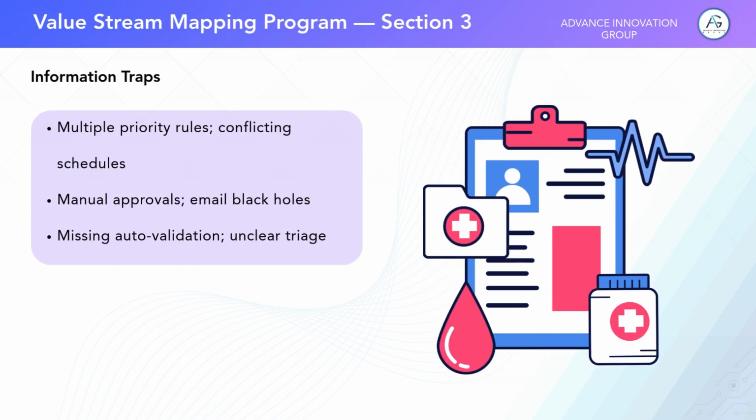This slide highlights common information traps that disrupt smooth process flow. Often, organizations have multiple priority rules and conflicting schedules, which confuse teams and cause delays. Next, manual approvals and email chains become black holes, where requests go in, but responses take forever. Finally, the lack of auto-validation or clear triage rules means items wait unnecessarily for someone to decide their next step. By mapping these traps, we can spot where information flow breaks and design automation or standardization to fix it.